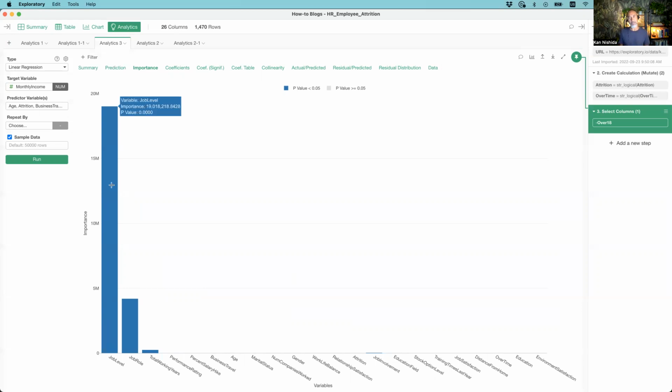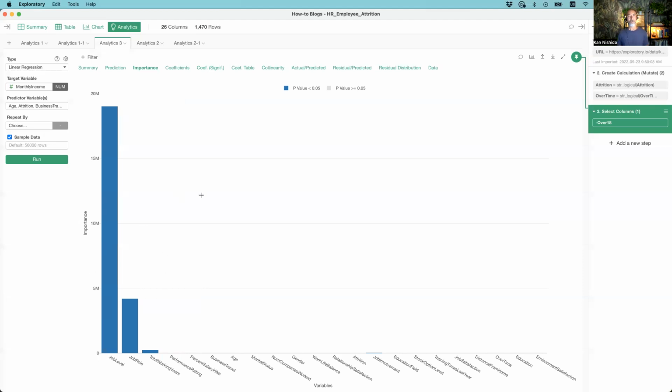Not even two, it's almost just job level. And when you think about it, it's kind of obvious, right? If you have a higher job level, you get a higher income. So it's kind of a stupid example, but I just wanted to give you a very simple way of understanding what this is. Okay, so now we know that these three are important, and especially the first two are important.